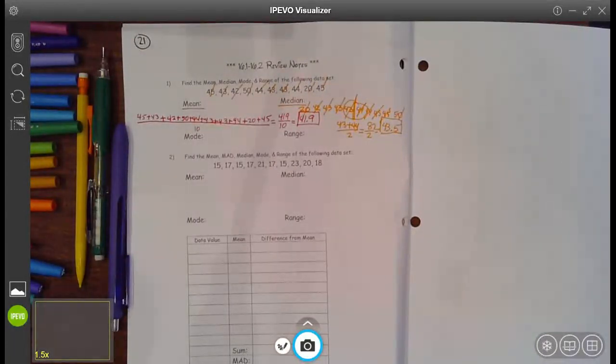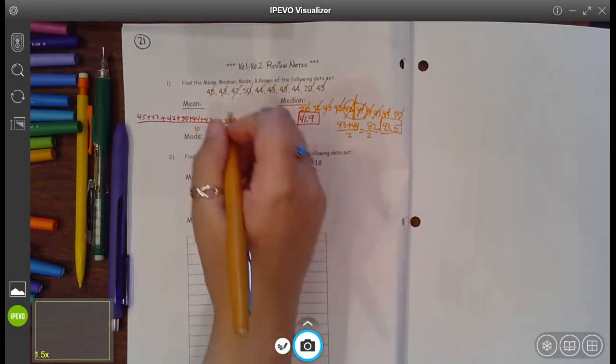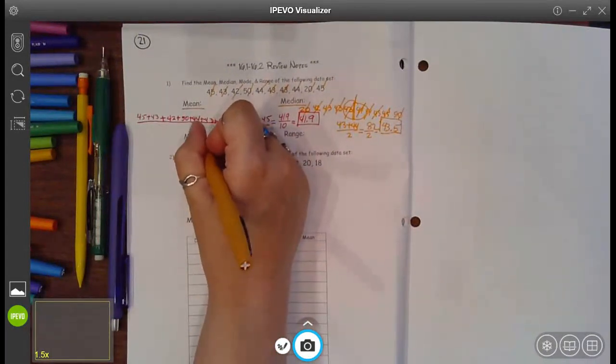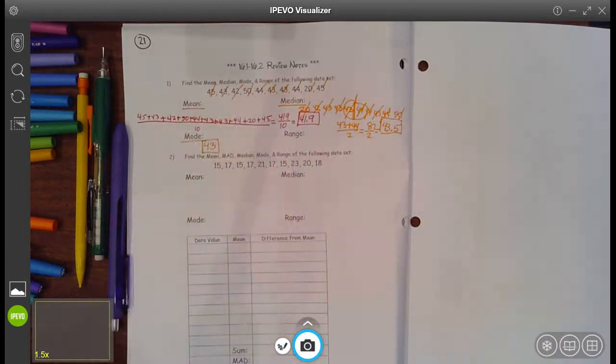All right, for the mode, you need to look at which one happened the most. So 43, 44, and 45 all happened more than once, but 44 and 45 only happened twice, whereas 43 happened 3 times. So only 43 is the mode.